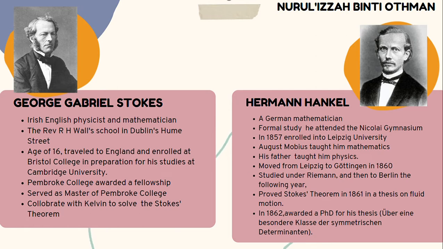Lastly, Hermann Hankel. Hermann Hankel was a German mathematician. Hankel's formal studies started when he attended the Nikolai Gymnasium. Next, Hankel was enrolled into Leipzig University in 1857. At the university, August Möbius taught him mathematics, while his father, a physics professor at the university, taught him the physics.